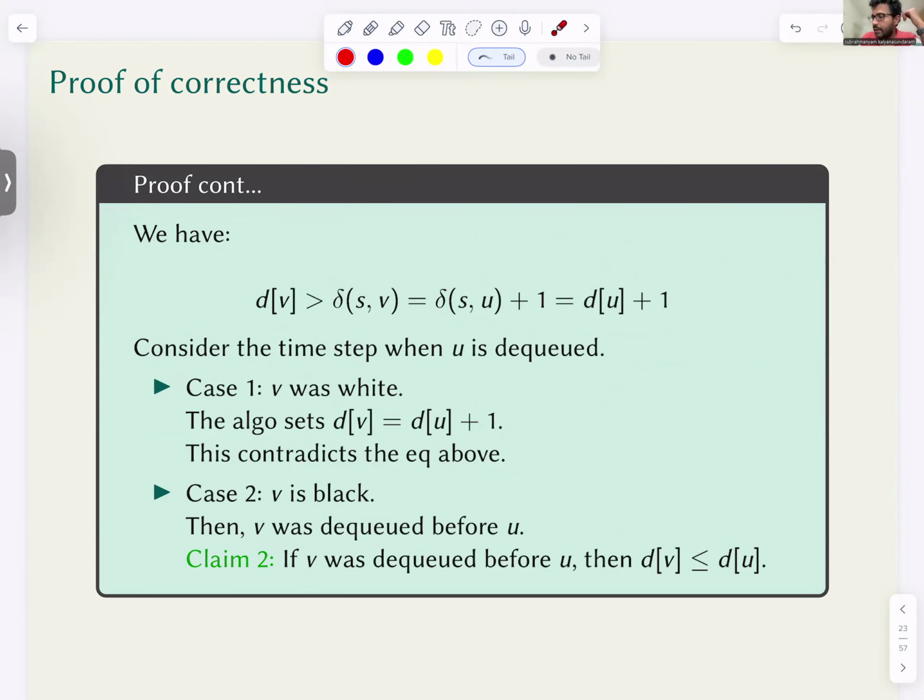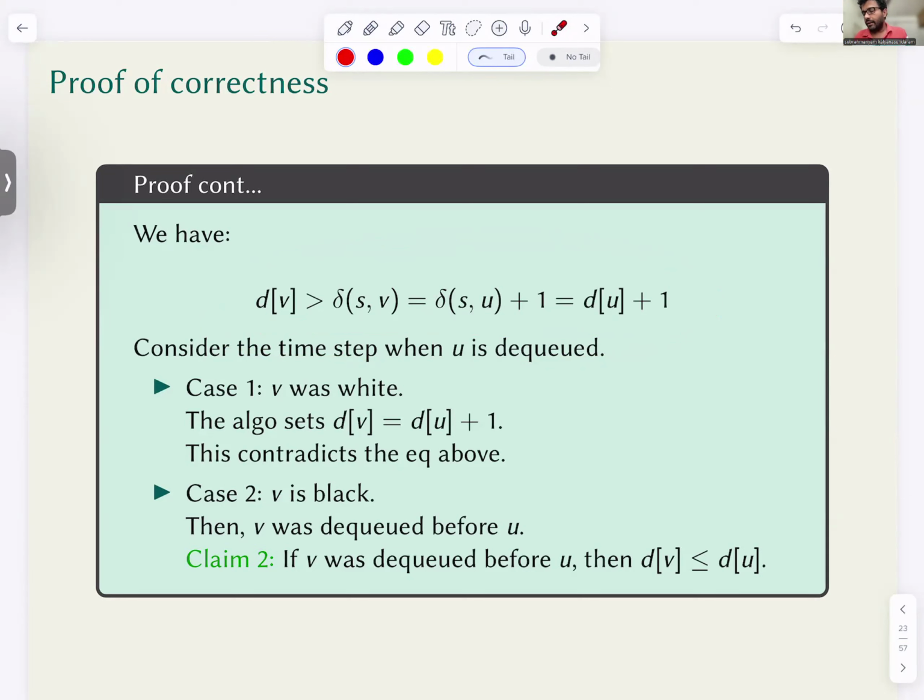When u is dq'd, either v is not in the queue, or it is already in the queue, or it has already gone into the queue and got out of the queue. We'll show in each of these three cases that this cannot happen. That's pretty much going to be the proof. In each case, we will show that dv cannot be strictly greater than du plus 1.